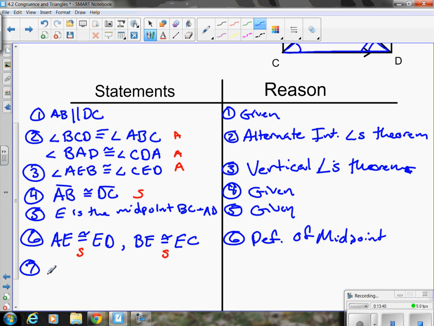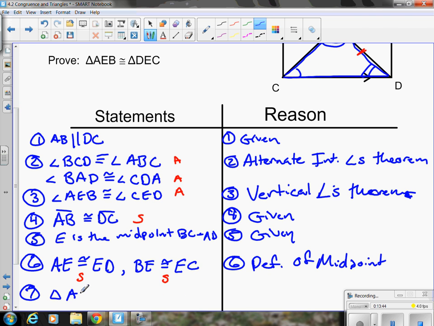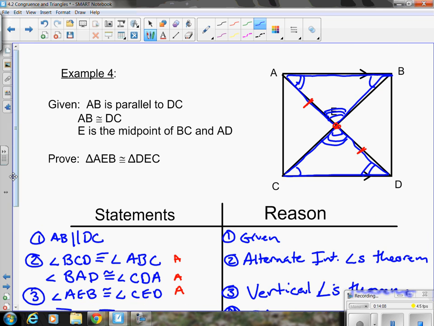Now I have enough to say triangle. What were they having us try to prove? AEB congruent to triangle DEC. And the reason for this is going to be definition of congruent figures. Right? Definition of congruent figures said if all the corresponding parts were congruent, the figures are congruent. Okay, parts being the sides and angles.